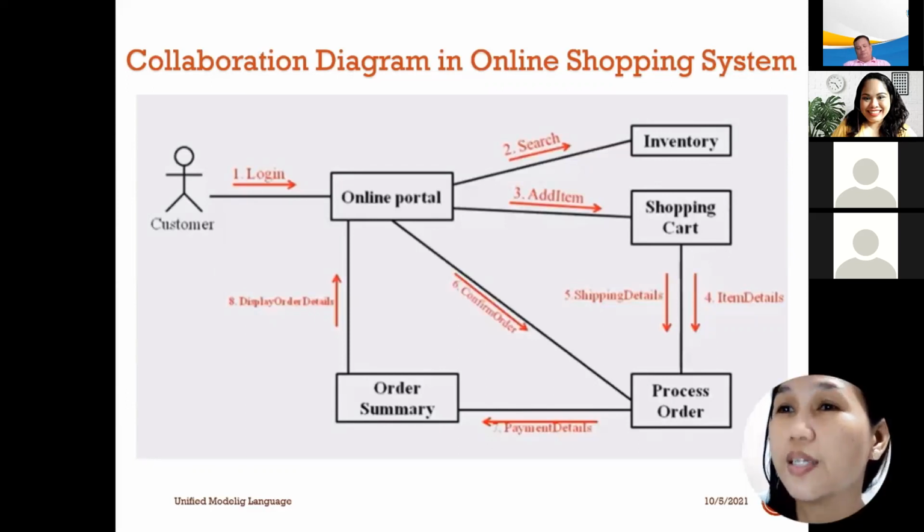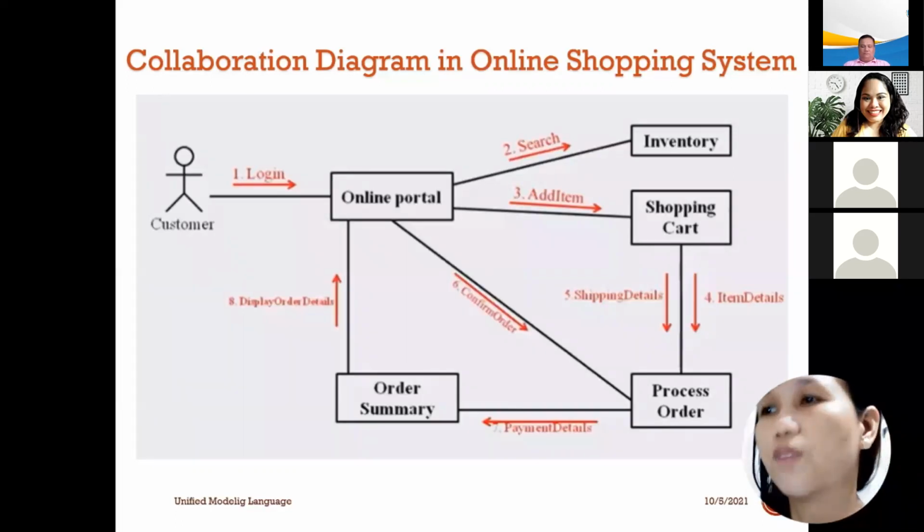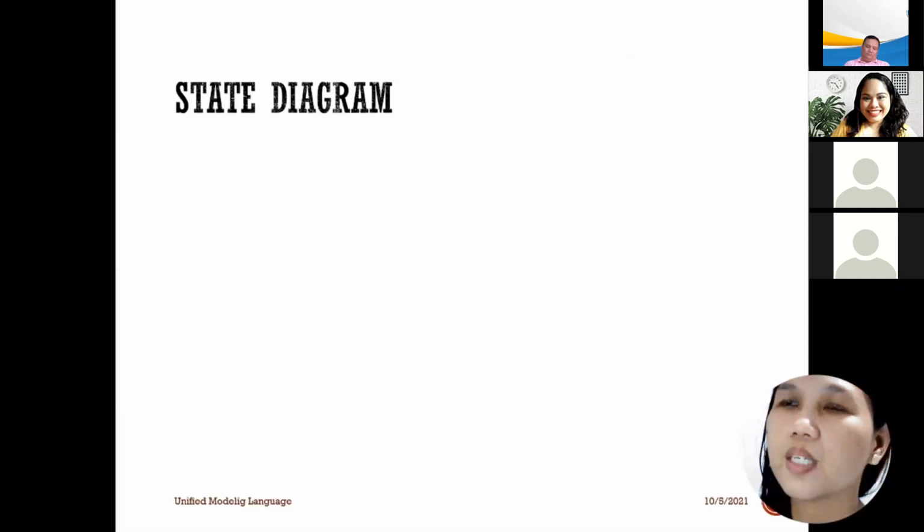Order summary, and then display the order details to the online portal. Well, the confirmation of the order must proceed. Next is the state diagram.